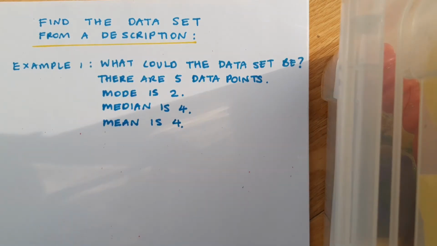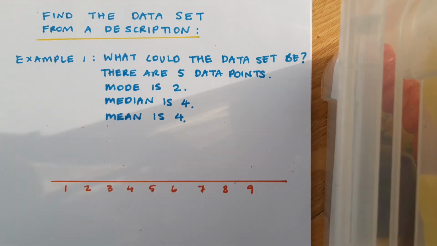So here's our first example. What could the data set be? There are 5 data points. The mode is 2, the median is 4, the mean is 4. So it's not a good idea to just start writing down the numbers straight off the bat. A really good approach to begin with would be to actually begin by trying to illustrate it using a line plot. And we'll start off with a blank line plot and then fill it in based on the description to see if we can figure out what the values should be.